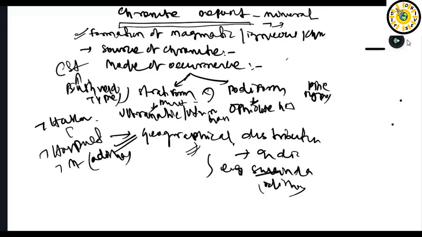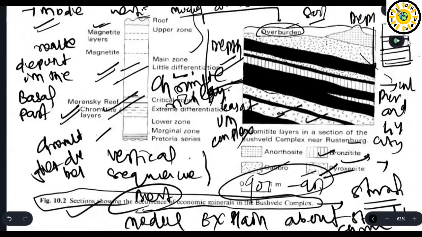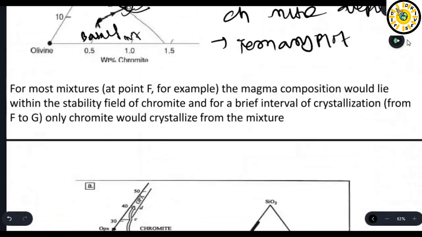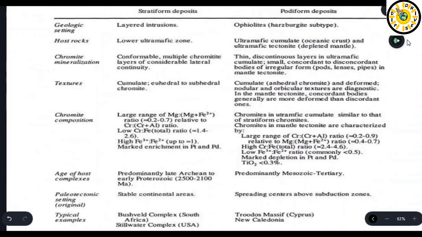Don't you study now? I already gave a lot of difference between the stratiform and podiform.